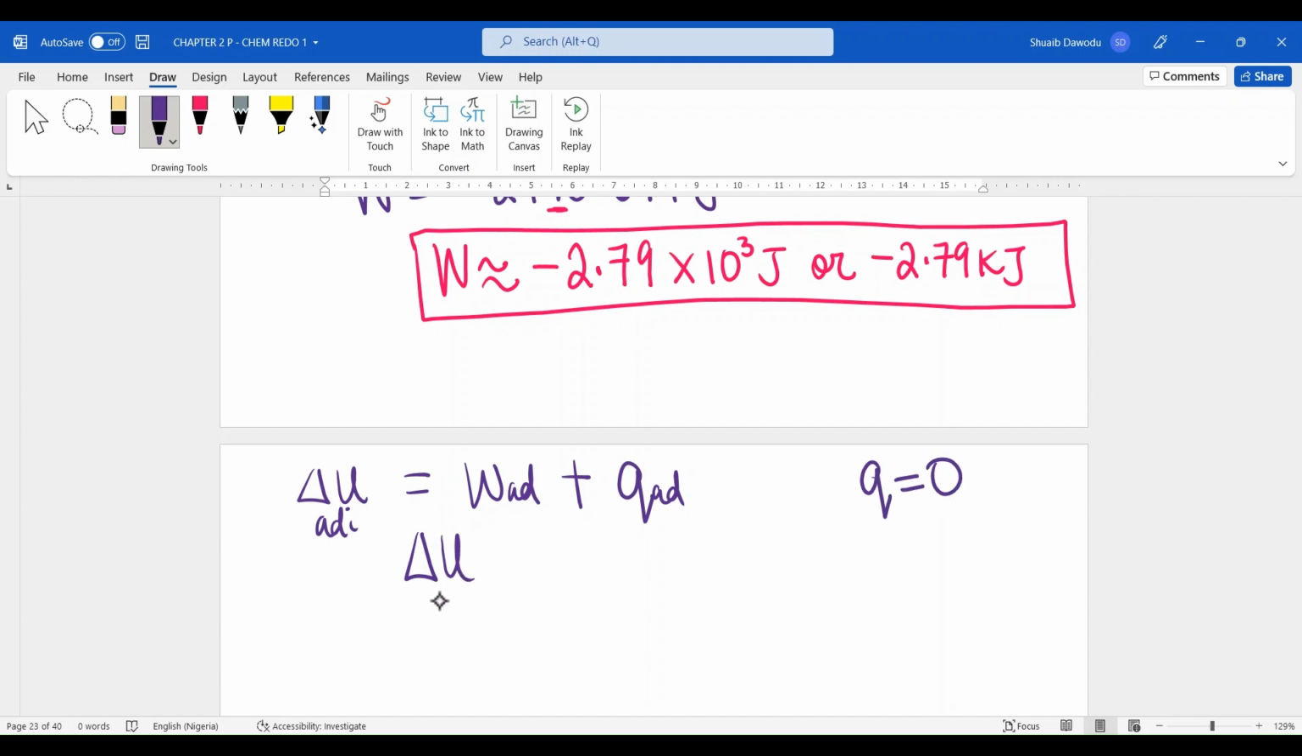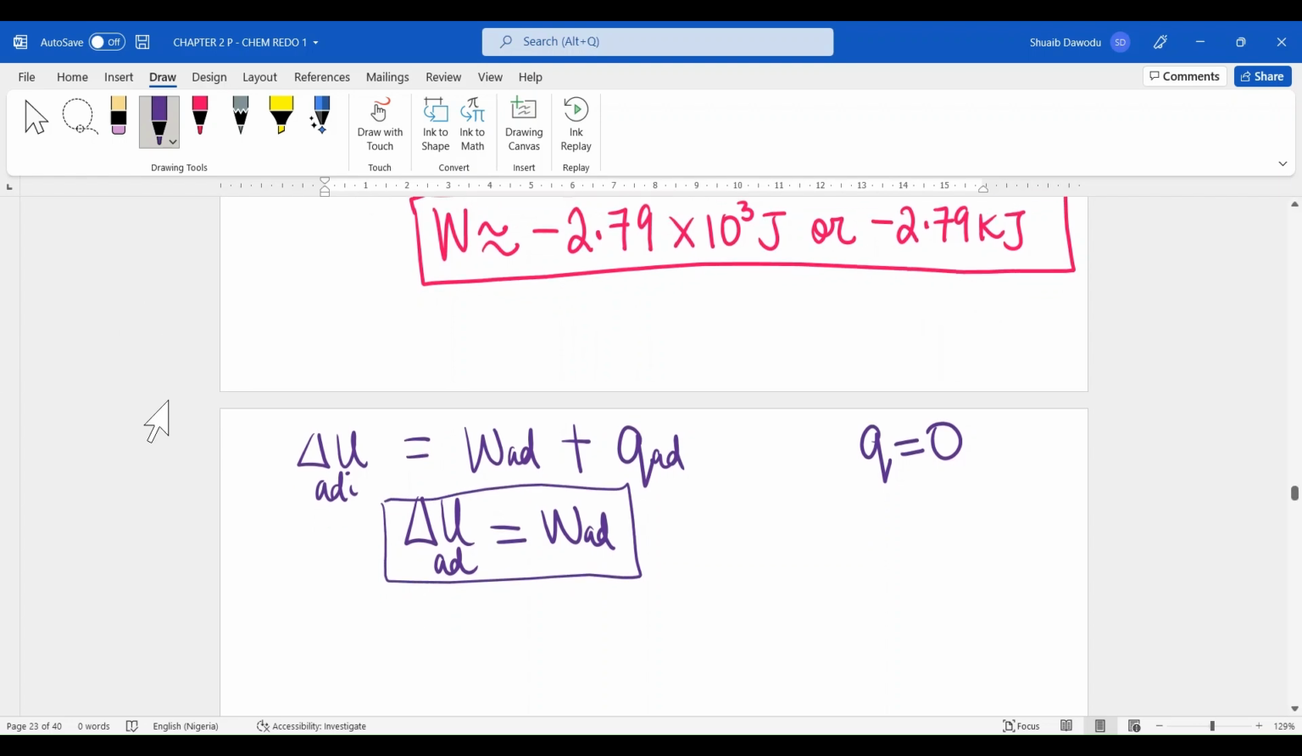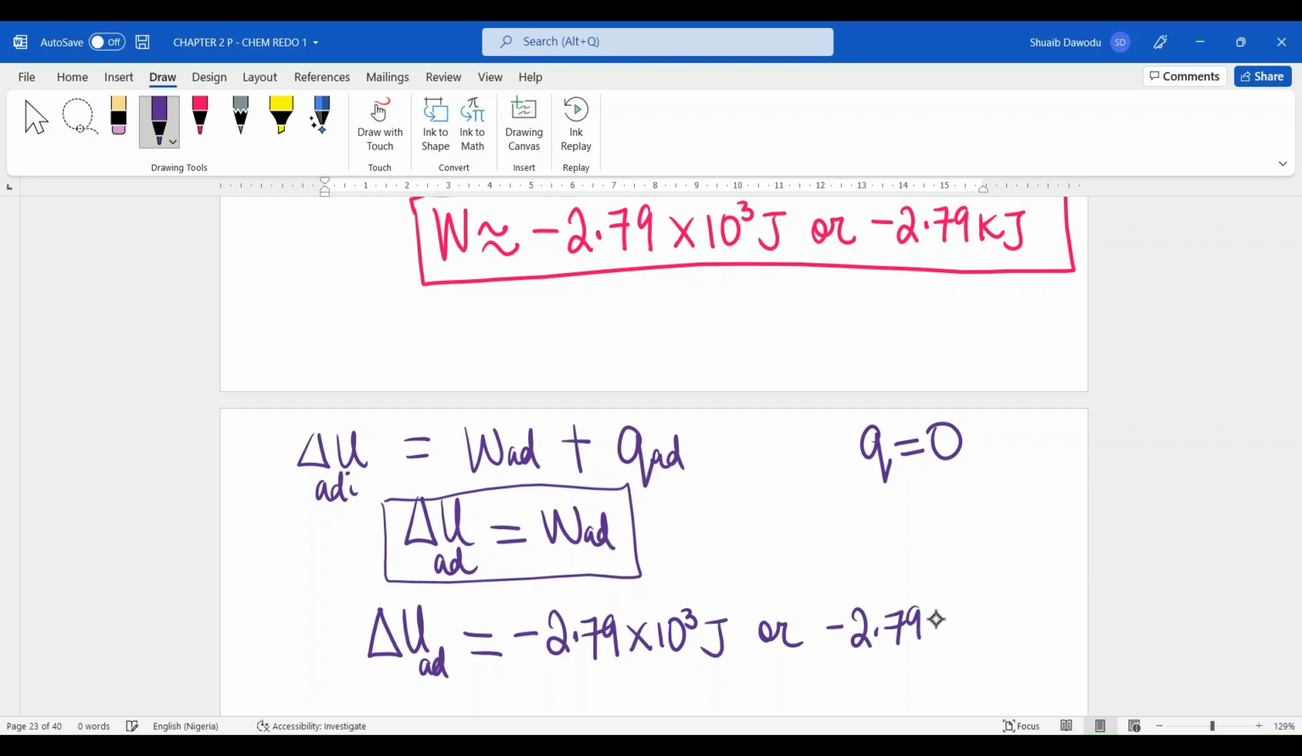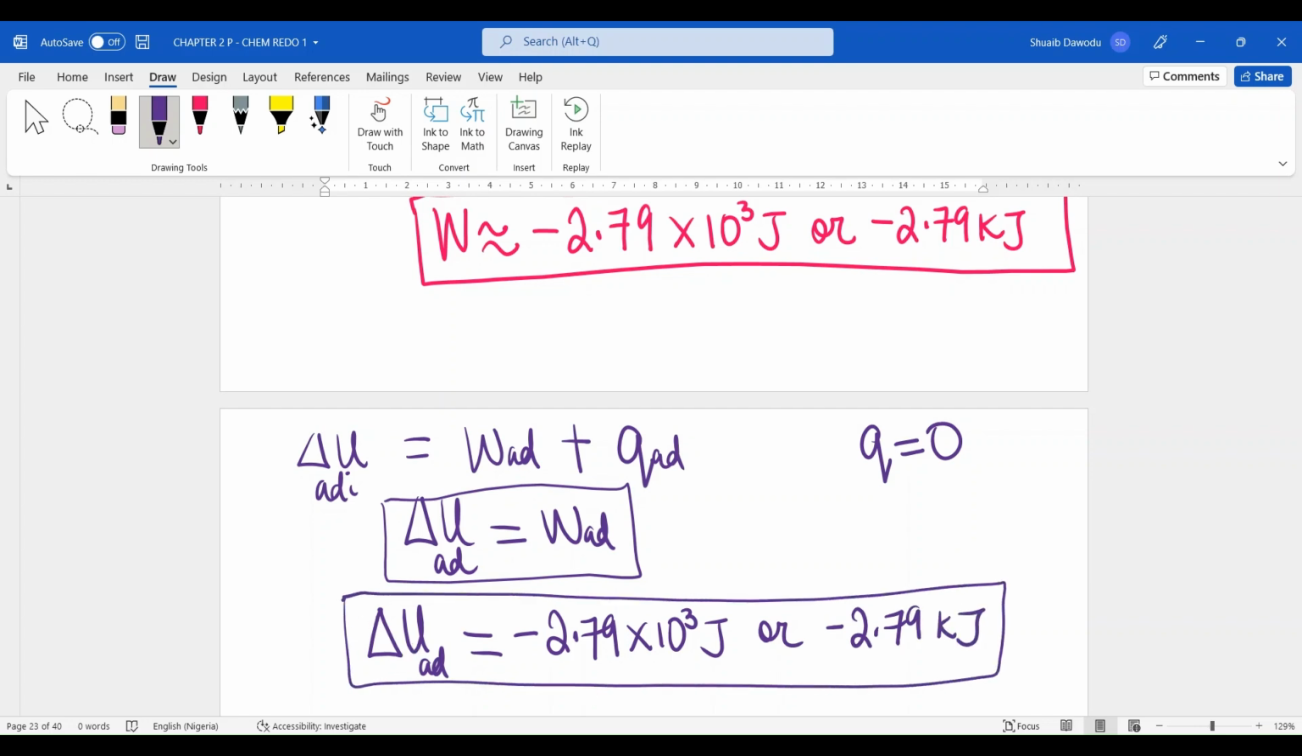So hence, the change in internal energy in an adiabatic process is the same thing as work done in an adiabatic process. Whatever the value for work done is, is the same value for the change in internal energy in an adiabatic process. So the change in U for adiabatic is simply going to be negative 2.79 times 10 to the power of 3 joules, or negative 2.79 kilojoules. So this is the change in internal energy for an adiabatic process. That's basically all we have to do to solve this question.